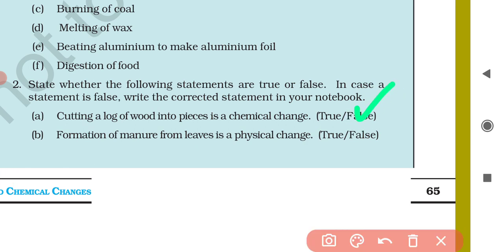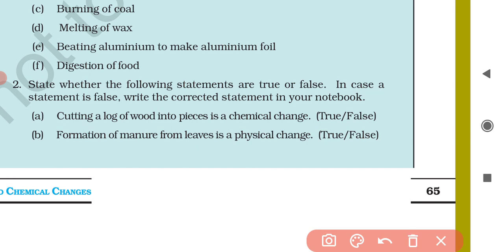Because cutting a log of wood into pieces is a physical change. The log of wood would be converted into pieces of wood. Only the size and shape of wood will be changed. So size and shape are physical properties, right? So it is a physical change. So what statement will you write in your notebook? Cutting a log of wood into pieces is a physical change. Clear? Understood?